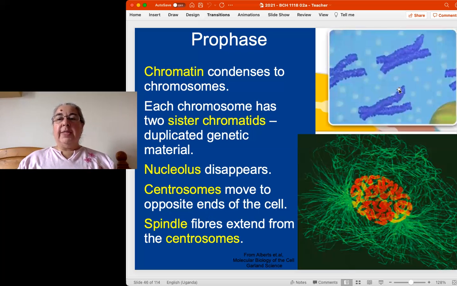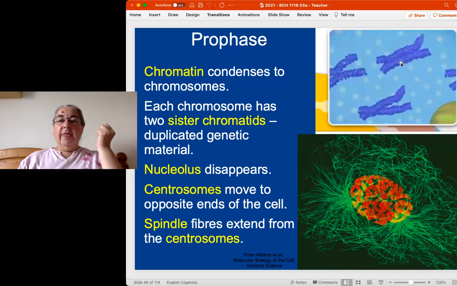Well, the chromatin condenses into chromosomes. So remember that chromatin is DNA wrapped around histones and then coiled into higher order fibers. When the cell is getting ready to divide, it condenses that chromatin even more to make very condensed structures.